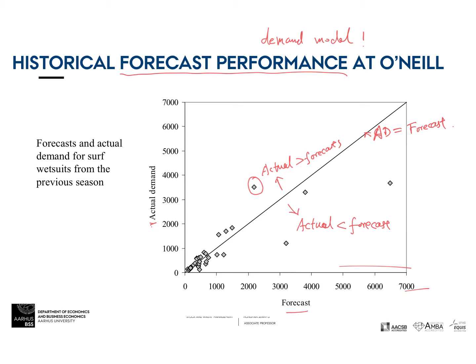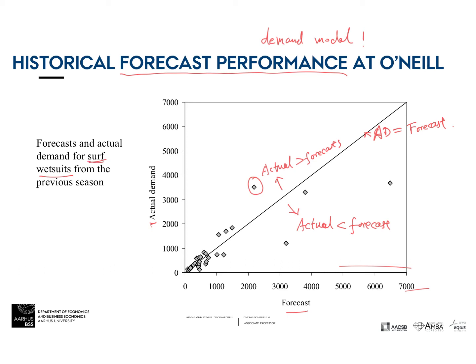So that means you need to know about your forecast accuracy in your company. Then you can adjust your demand forecast in order to generate a more accurate demand model. This graph shows the surf white suits' sales from previous seasons. That's also the common practice if you know the previous season's sales for similar products.